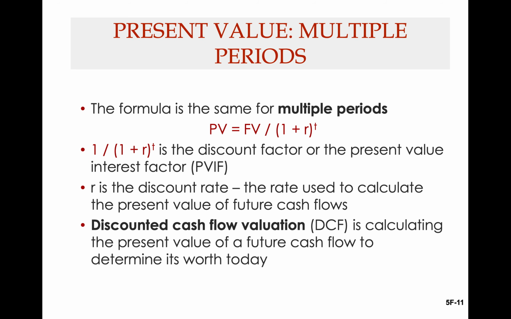So let's move on. Now, our simple example from the previous slide dealt only with one period. We were investing for 1 year. Does the formula change if we are investing for multiple years? Not really. It doesn't change at all. The formula is the same for multiple periods. It is simply our present value that will equal the future value divided by 1 plus the interest rate raised to the power of t.